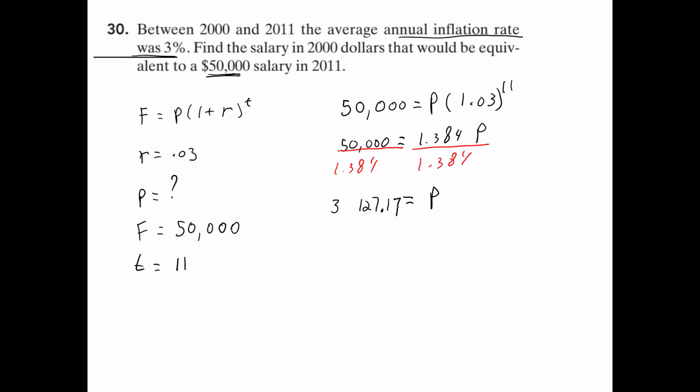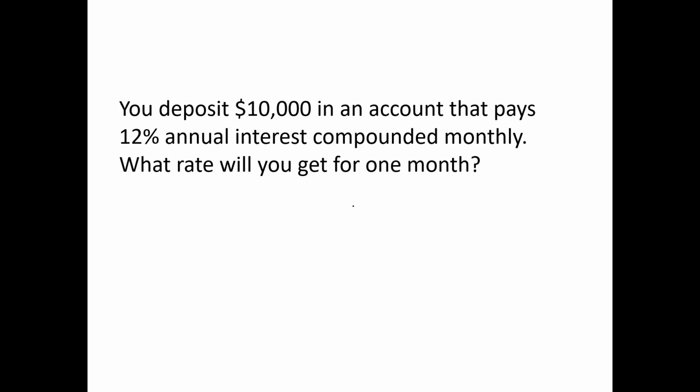So if you started out with a salary of $36,127.17 and increased it by 3% every year, in 11 years, in 2011, it would be $50,000. Another way of looking at it.